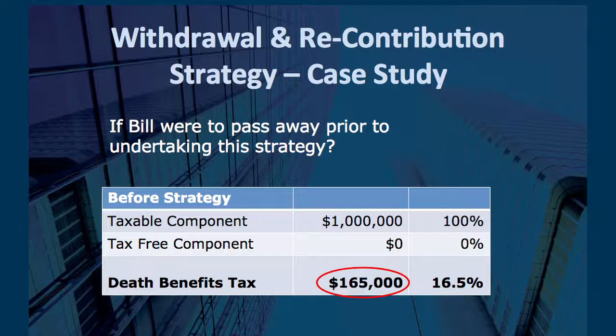Now, if Bill were to pass away prior to undertaking this strategy, we're going to have a look at the tax liability that his beneficiaries, such as adult children, may be liable for. Now, as you can see, the taxable component was 100%, so $1 million. His beneficiaries would be up for $165,000 or 16.5%, which is the tax applicable.